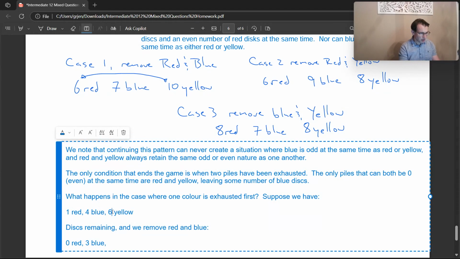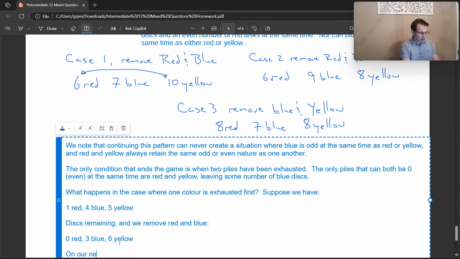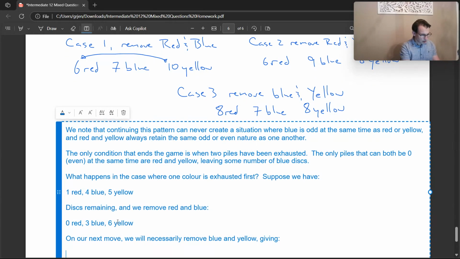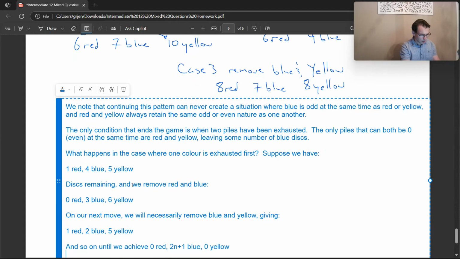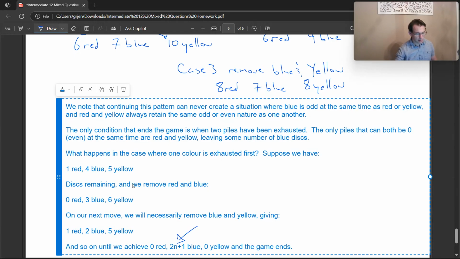Oops, I have a mistake here. This is impossible. I just said it wasn't possible. 5. There. So tidy that up. So that's our only ending condition, is ending where these are both even numbers and this is some odd number that's left over.